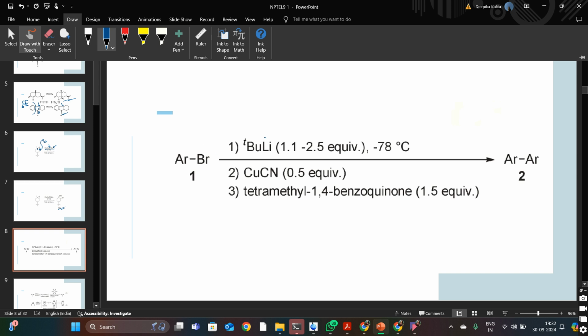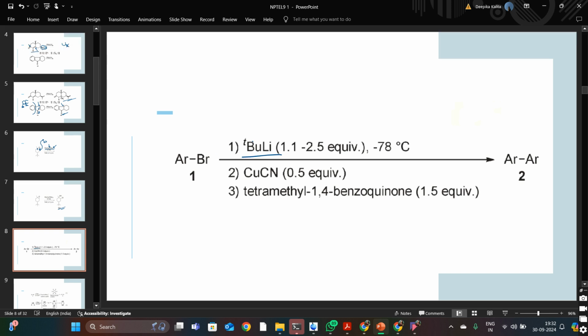First, the butyl lithium will undergo metal halogen exchange with this, and in the first step the species that we are going to generate is the lithiated aryl anion. Okay, so this highly reactive species we are going to generate in the first step.